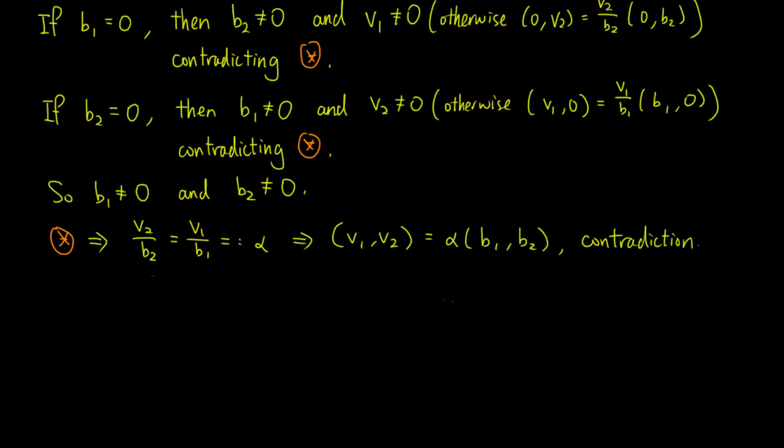Since all cases lead to a contradiction, our initial assumption that b2 v1 minus b1 v2 equals 0 is false. In other words, b2 v1 minus b1 v2 is non-zero, which completes the proof.